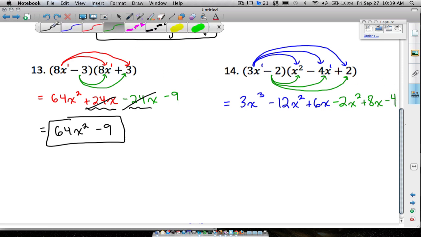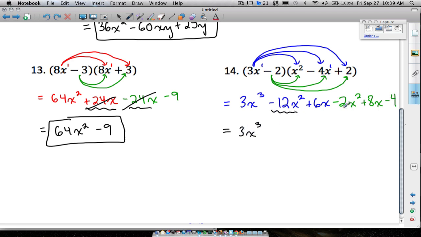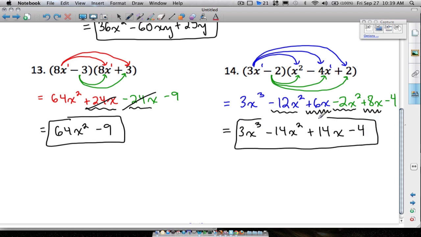And now let's make sure we combine like terms correctly. There are no more x cubed, so we have 3x cubed. The x squares, minus 12x squared minus 2 more x squares, that's going to be minus 14x squared. Looking at our x's, positive 6x and positive 8x, that's going to be positive 14x. And then we have no more constants up here, so we bring down the minus 4, and that's our final answer to that problem.